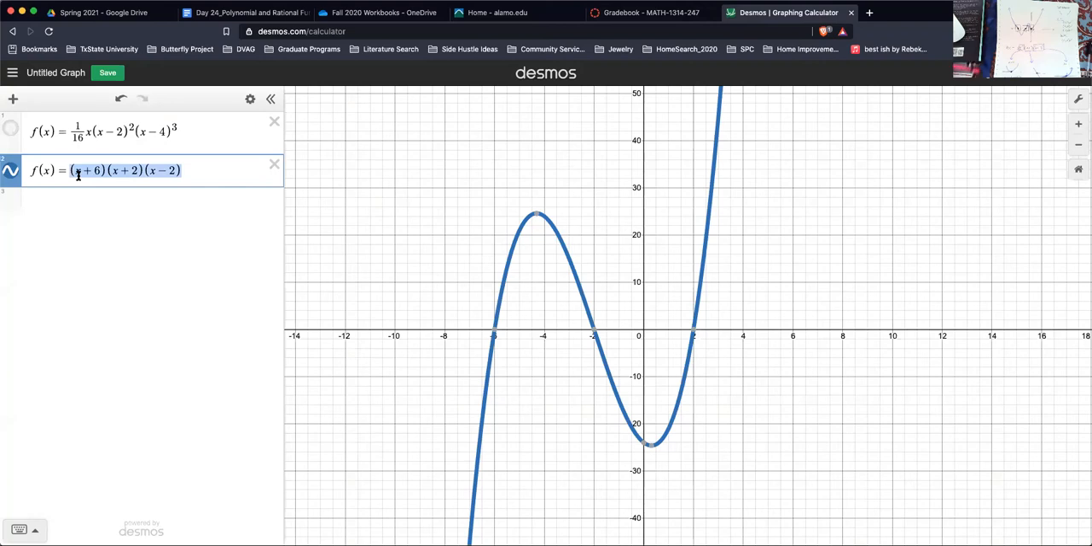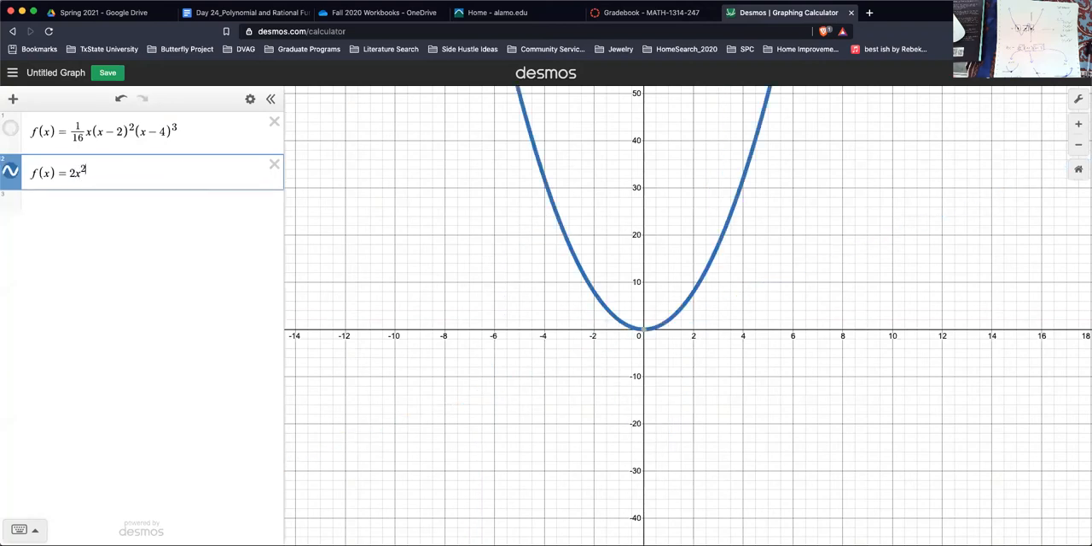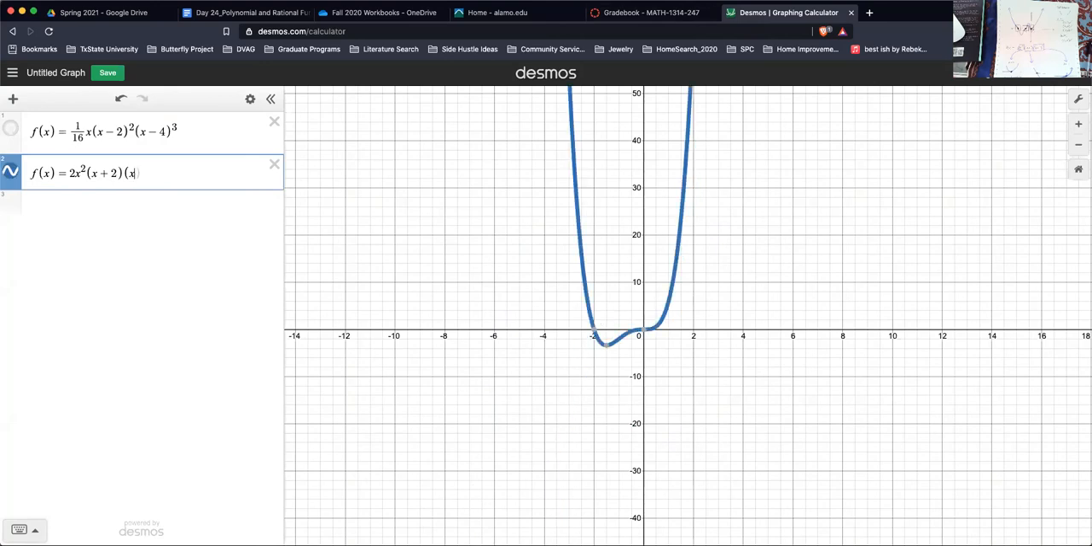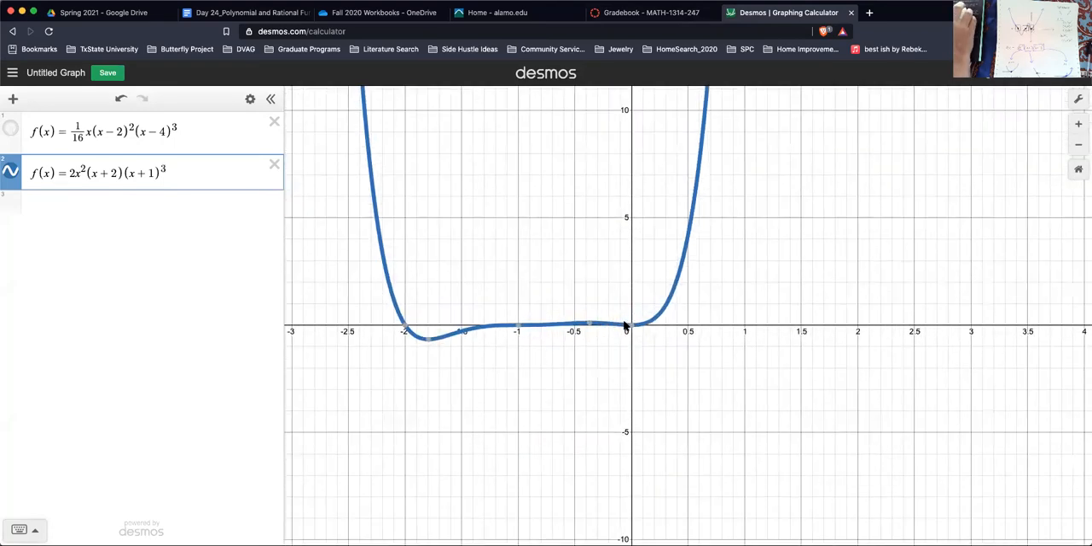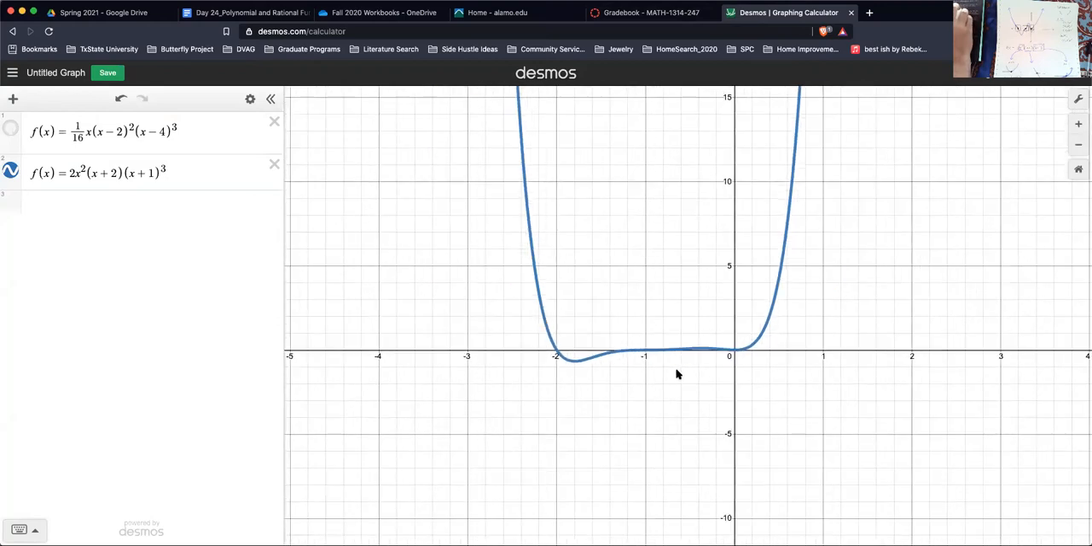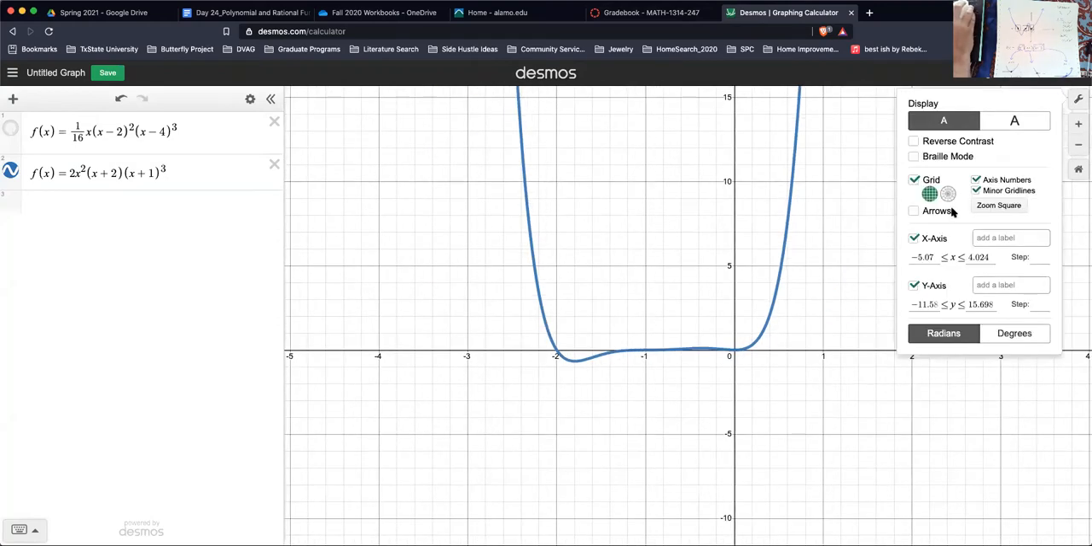So we have 2x squared. There's our quadratic component. If we multiply in a linear component, x plus 2, we get a cubic function. Then we multiply in this cubic component, and that should take us back to an x to the power of 6, x plus 1 raised to the third power. And it sort of zoomed out and flattened a bit. Let's see if we can find some attractive scaling so we can get this to look a little bit more like our function.